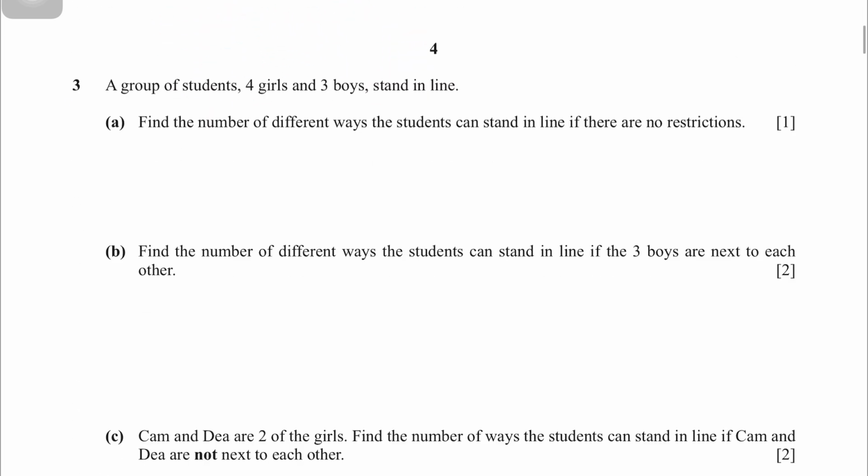Now moving on to question 3, we have a group of students. 4 girls and 3 boys stand in a line. Find the number of different ways the students can stand in a line if there are no restrictions. No restrictions means 7 factorial simply. So this is basically 5040.